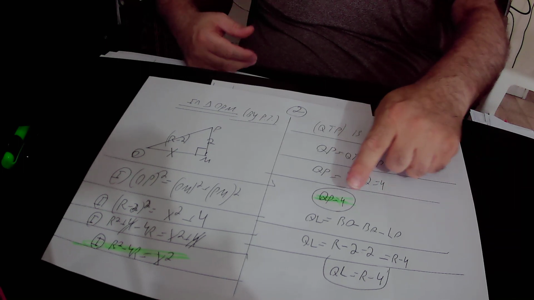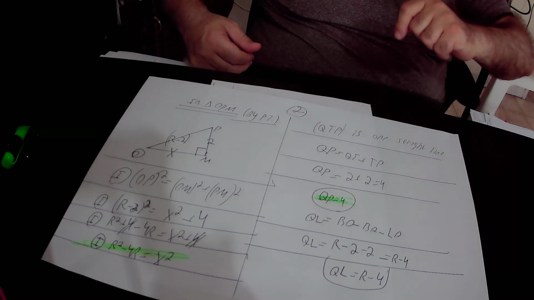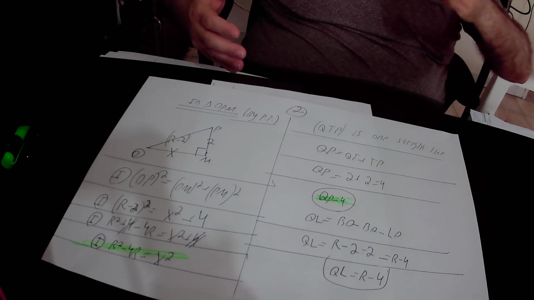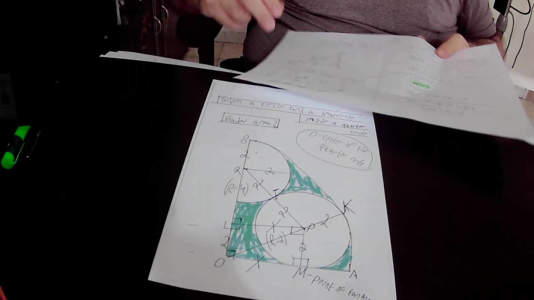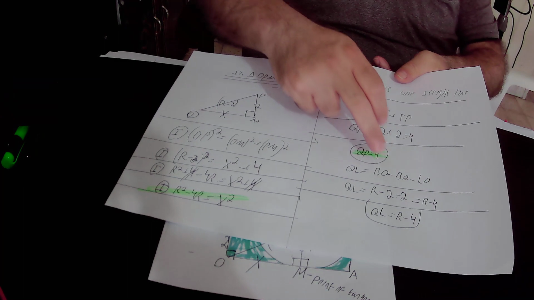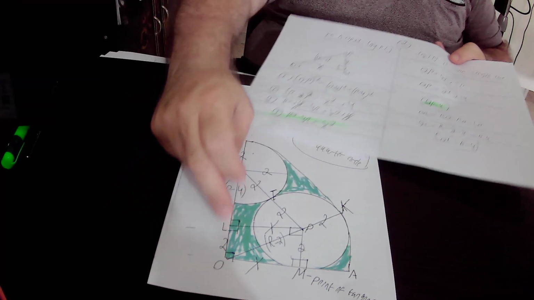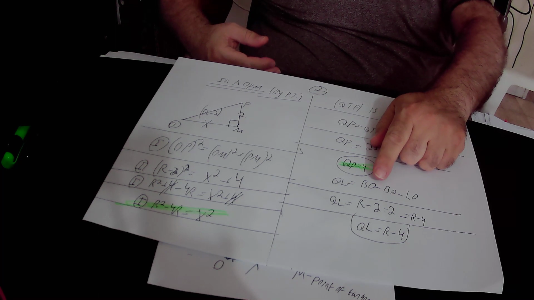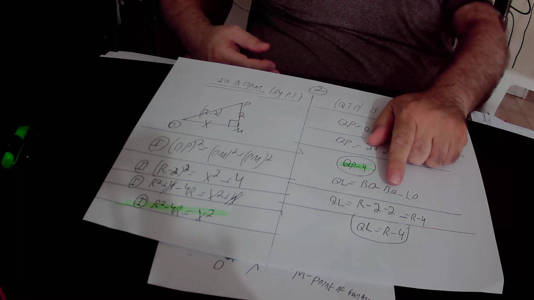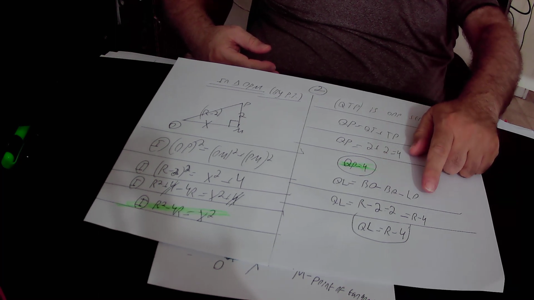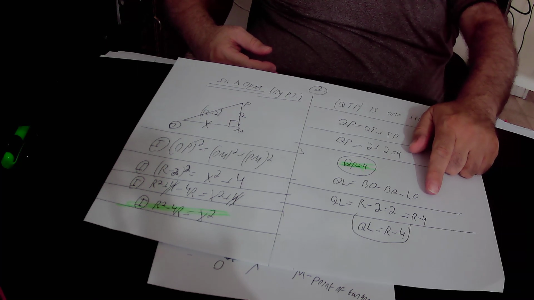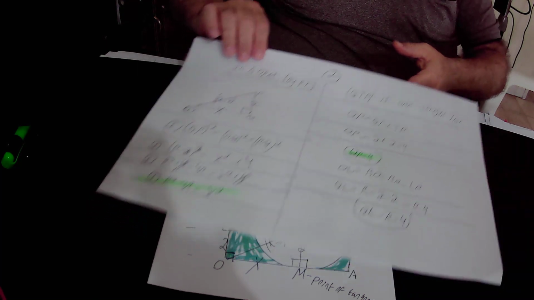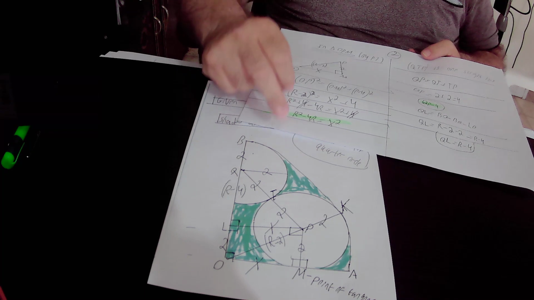So QL equals BO, that is equal to capital R, the radius of the quarter circle, minus BQ, that is equal to 2, minus LO, that is also equal to 2. So in conclusion, QL equals capital R minus 2 minus 2, which equals capital R minus 4. So QL equals capital R minus 4.